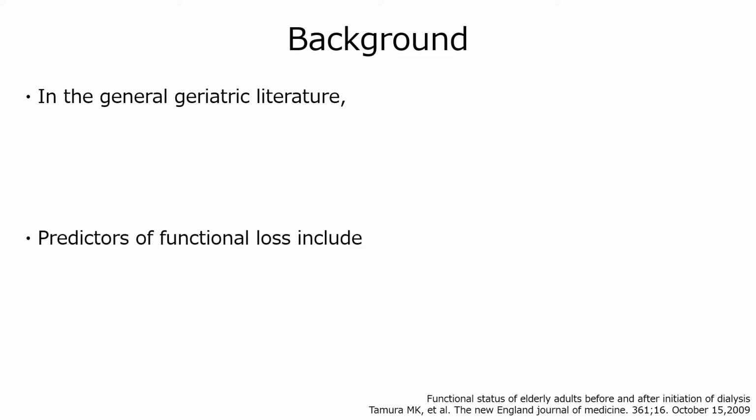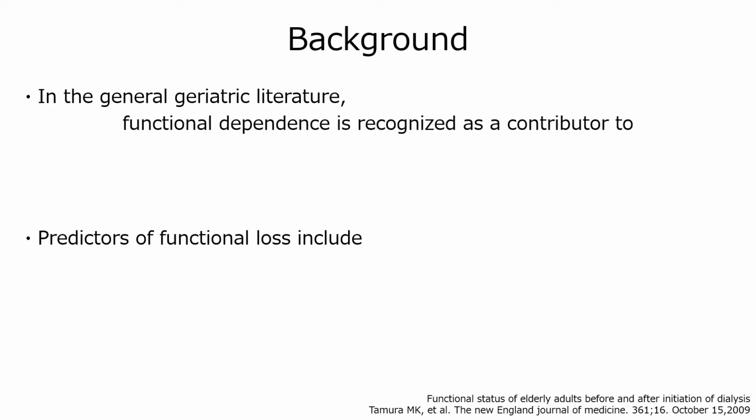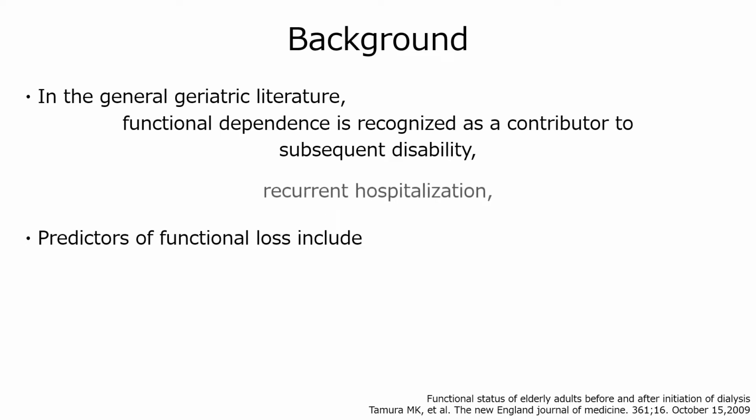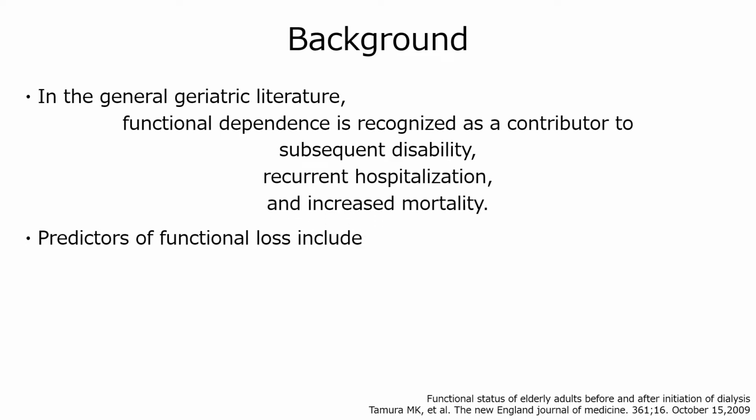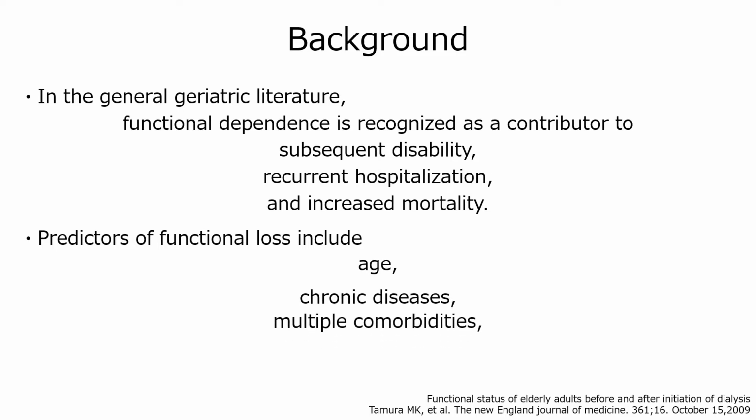In the general geriatric literature, functional dependence is recognized as a contributor to subsequent disability, recurrent hospitalization, and increased mortality. Predictors of functional loss include age, chronic diseases, multiple comorbidities, and recurrent hospitalization.